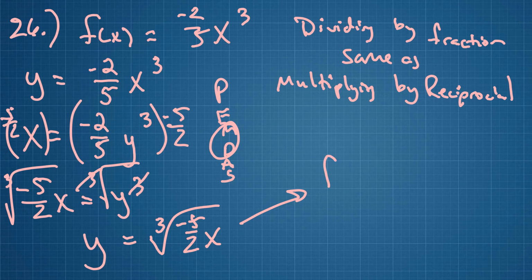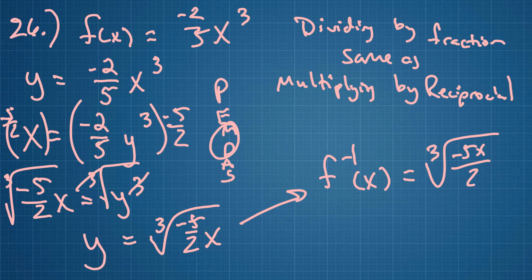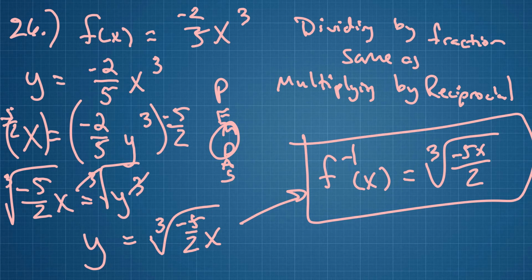So the last thing you're going to do is you're going to say f negative 1, or f inverse of x, equals the cube root of negative 5x all over 2. And that's it for 26.